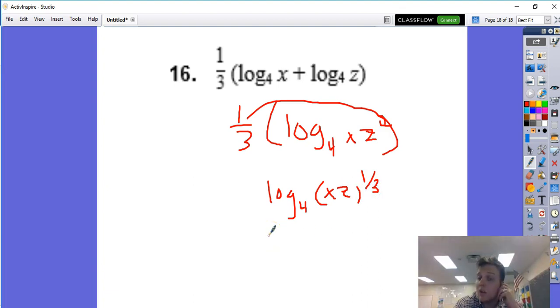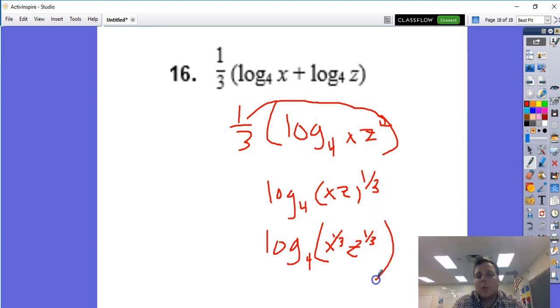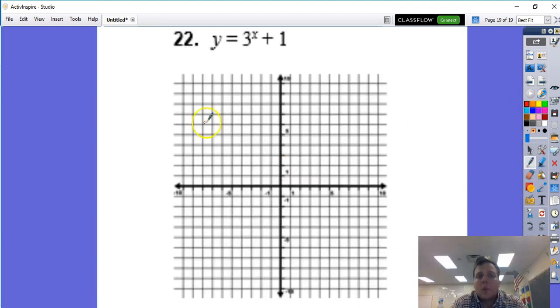But something else you could also do, because the x and the z should get the power of 1/3, is say log base 4 of, and you could say x to the 1/3 and z to the 1/3. Alright? Either one of these answers to me would be appropriate answer choices. Alright? Let's go on to our next problem, problem 22. Now realize I skipped 17 because I told you guys not to worry about it in class, and for some reason you didn't hear me, don't worry about doing problem 17.